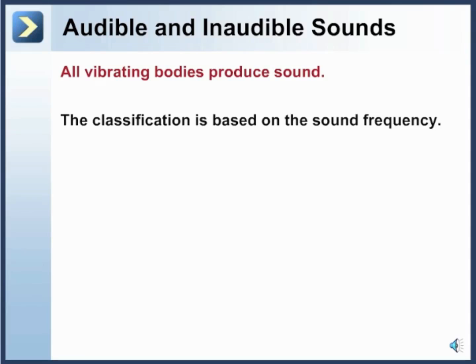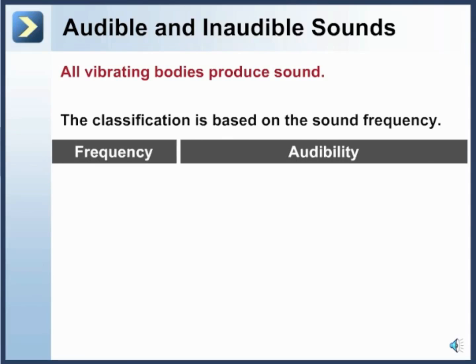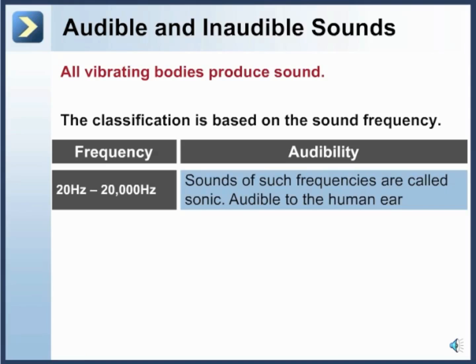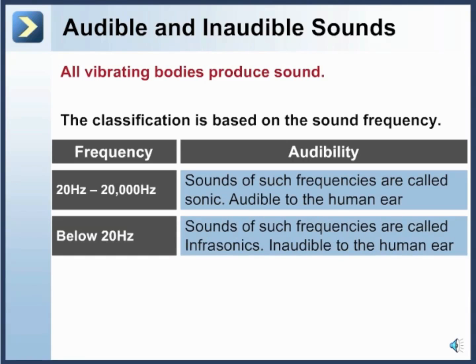Audible and inaudible sounds. All right, so all vibrating bodies produce sound. The classification is based on the sound frequency. Let's say we look at a table of frequency and audibility. Well, 20 hertz to 20,000 hertz would be the sounds that we frequently call audible. Sounds of such frequencies are called sonic. They are audible to the human ear, so it's just a term for them, sonic sounds. Below 20 hertz, we have infrasonics. These are, of course, inaudible to the human ear.